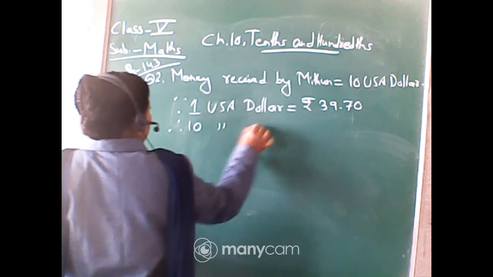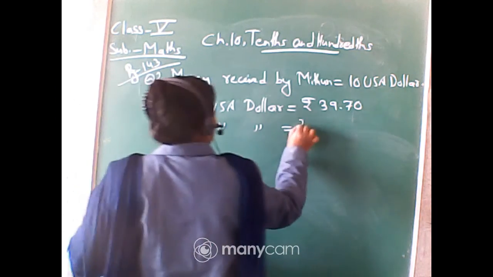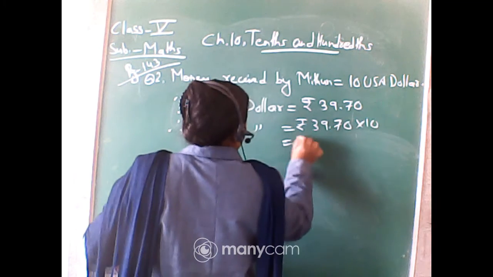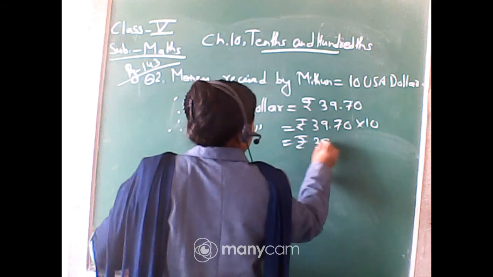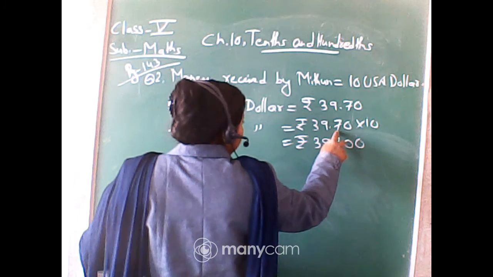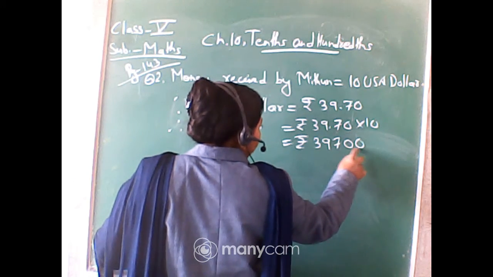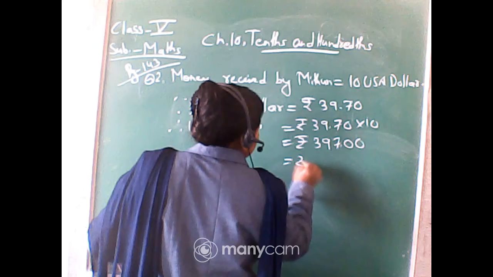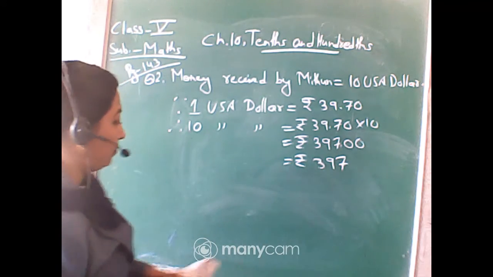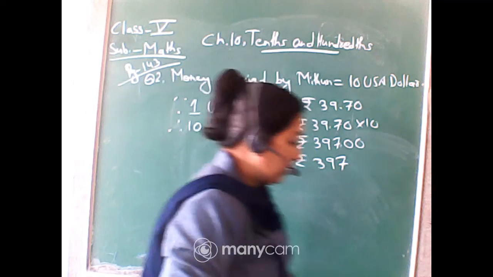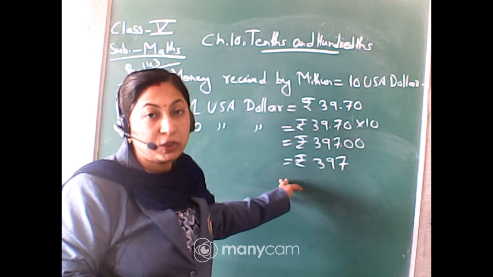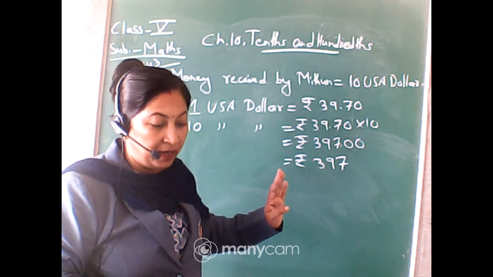Therefore 10 USA dollars is equal to rupees 39.70 into 10. When you are multiplying, you are getting 397 and 2 zeros. So here after the 2 digits there is the point, so you will also write the point after the 2 digits. So this answer will be rupees 397. Mithun has got this from his uncle. Now from this 397 he has spent rupees 350 for the school trip. So what is left, that you have to find out, isn't it?